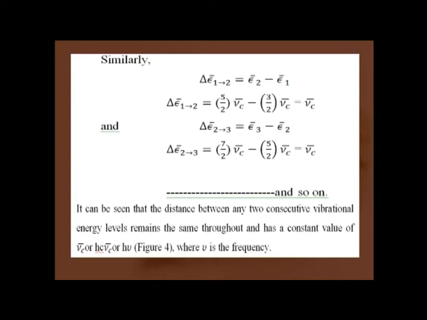Similarly, if we calculate delta E bar from 1 to 2 vibrational energy level, that would be equal to the difference of E bar for V equals 2 minus E bar for V equals 1, and on substituting their respective values as 5 by 2 nu c bar minus 3 by 2 nu c bar, delta E bar for 1 to 2 comes out to be again nu c bar. Similarly, delta E bar for 2 to 3 would again come out to be nu c bar and so on. It can be seen that the distance between any two consecutive vibrational energy levels remains the same throughout and has a constant value of nu c bar or hc nu bar or h nu, as shown in figure 4, where nu is the frequency.